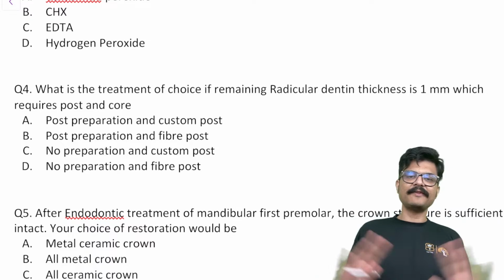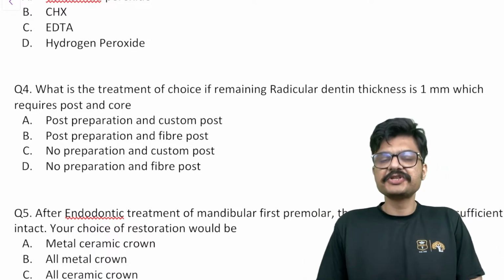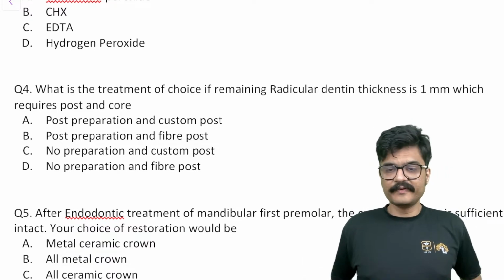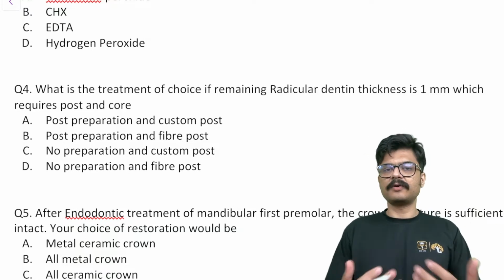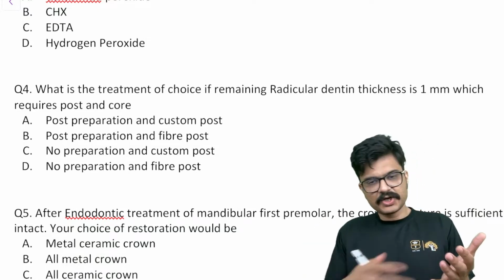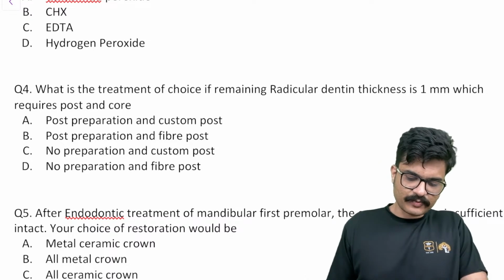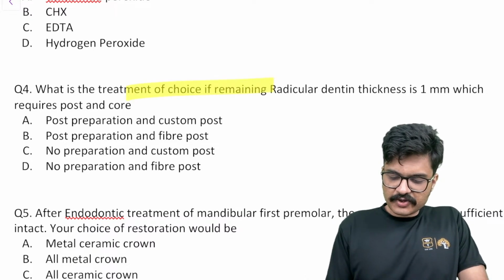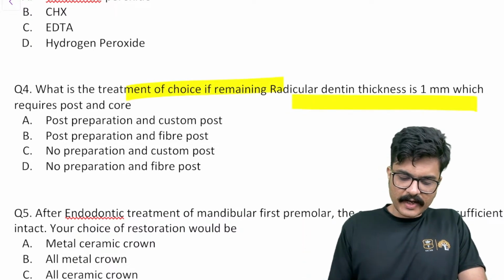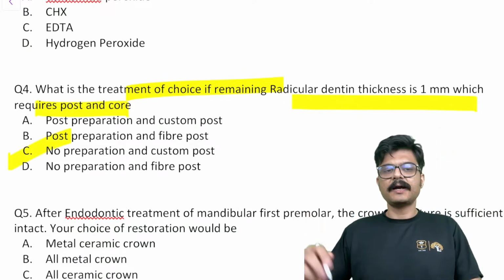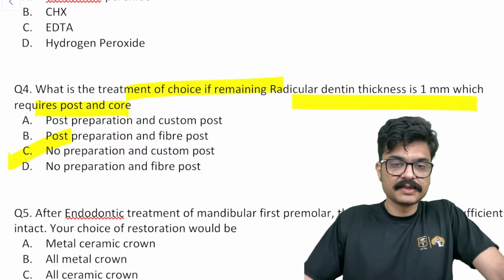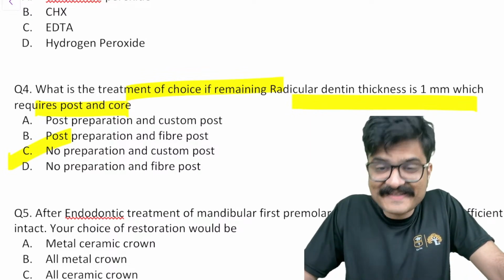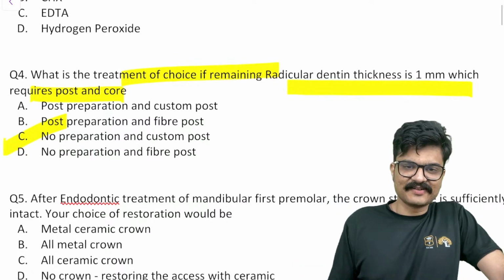Again, solved only from your knowledge of Ingle. Obviously at your level, at the undergraduate level, I'm not going to expect you to start reading your Ingle now. So that's why I came up with this question. Treatment of choice, remaining radicular thickness is 1 mm, requiring a post and core, guys. No preparation and a custom cast post and core. C is the correct answer, right, guys?